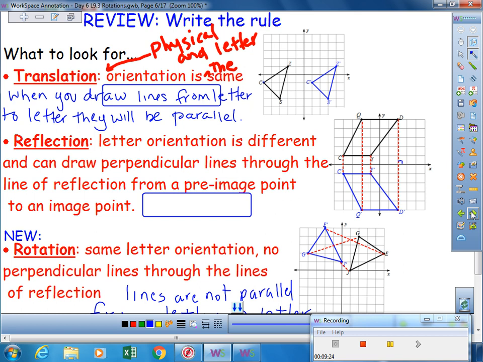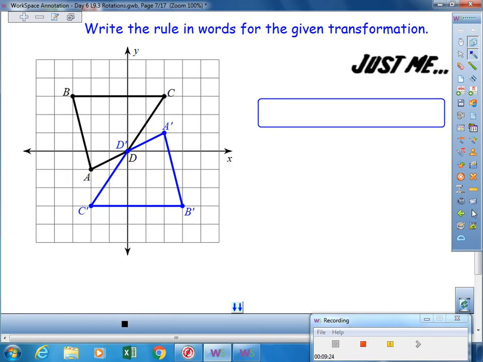Alright, so we already went over this. Now let's look at these ones. Do you have this one on your sheet? No? Okay, so this is just me. Let's start with the letters. B-C-A. B-C-D-A. They're already in the same order. Okay, so it rules out reflection. You're either a translation or rotation.